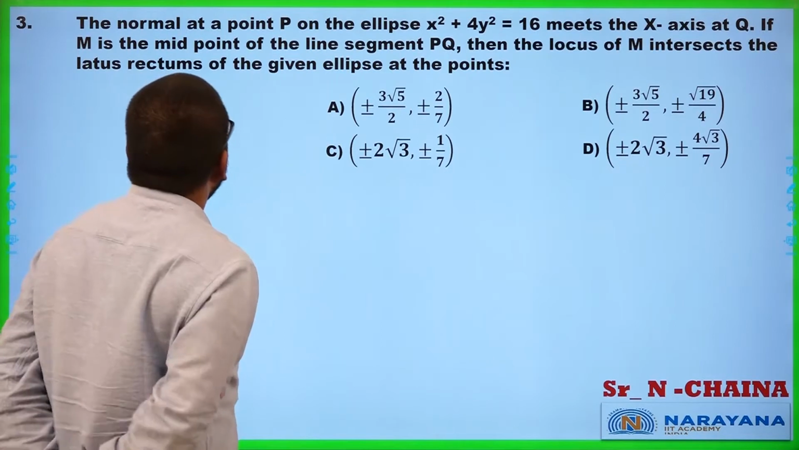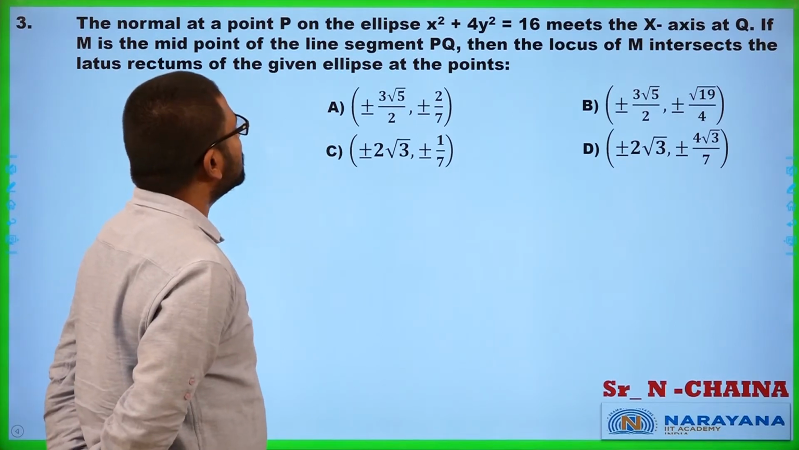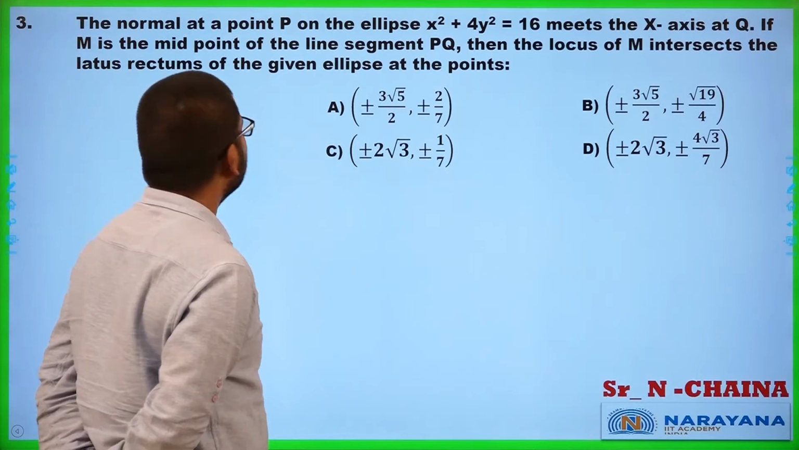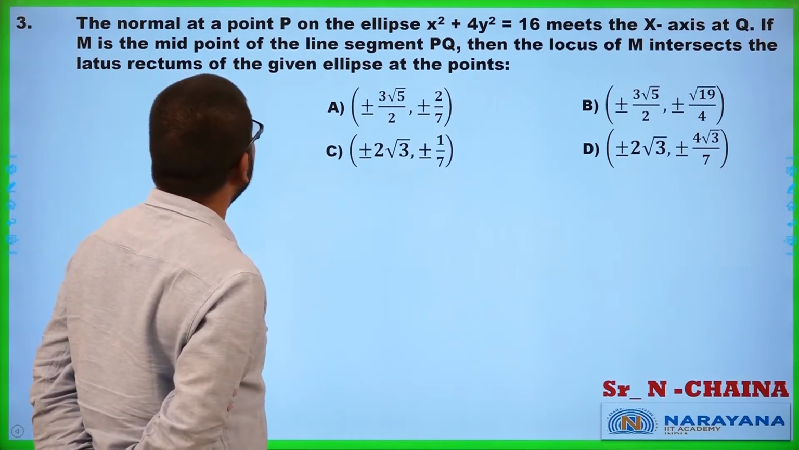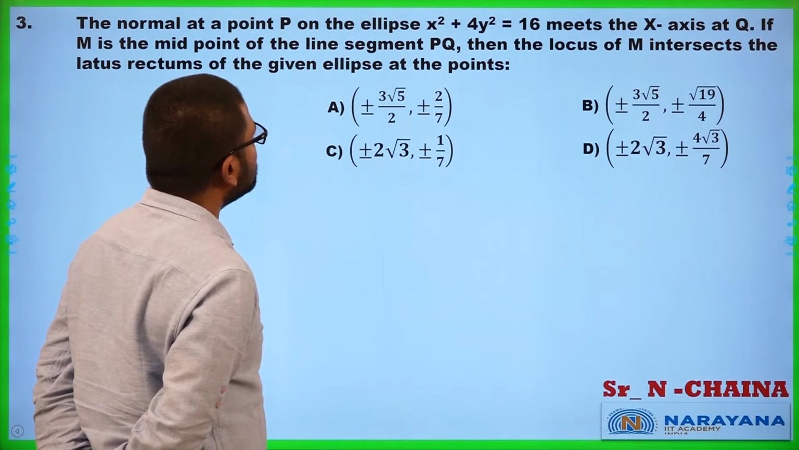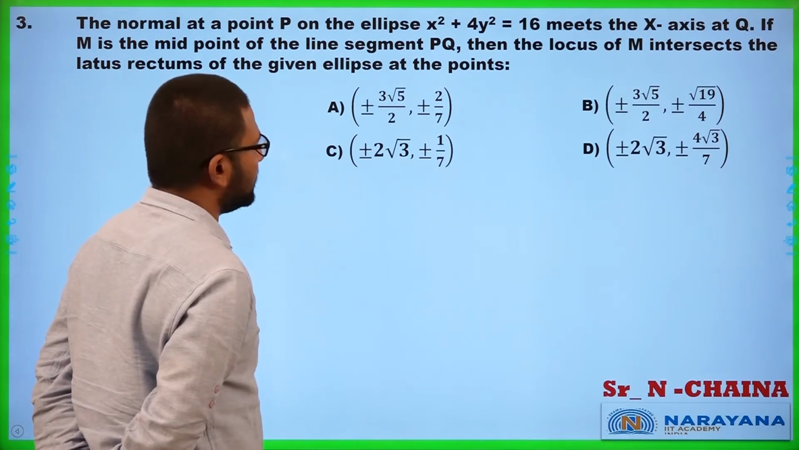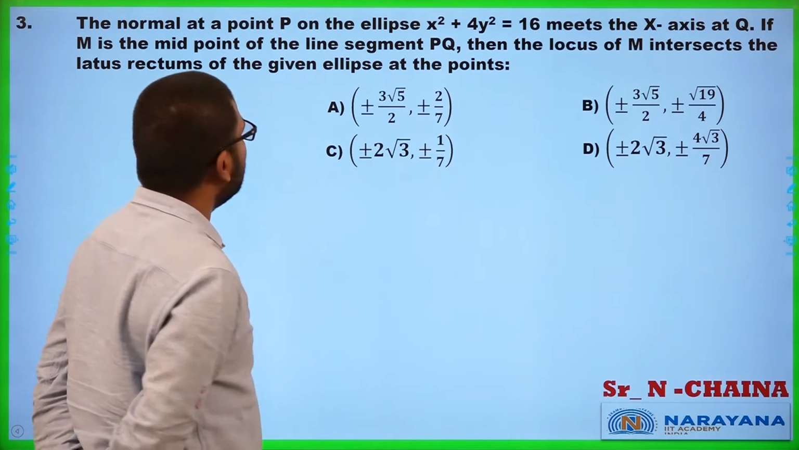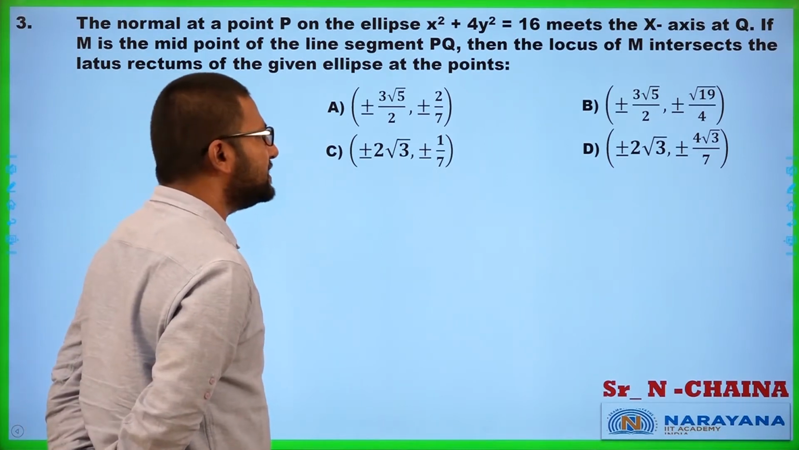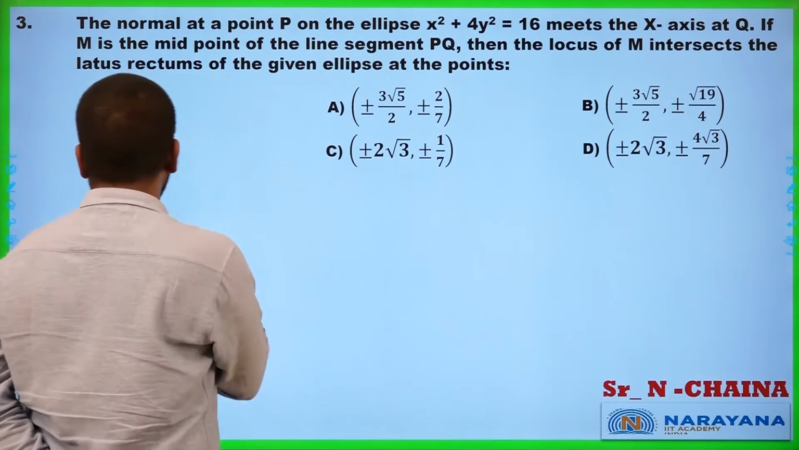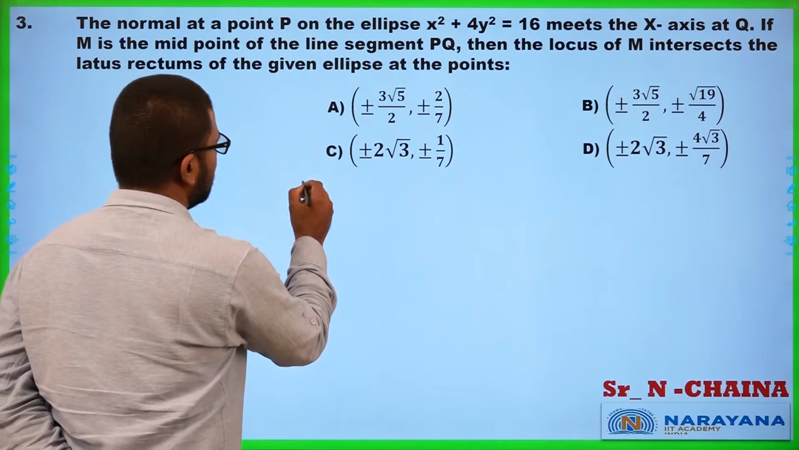Alright, the normal at a point P on the ellipse x square plus 4y square equal to 16 meets the x-axis at Q. If M is the midpoint of the line segment PQ, then the locus of M intersects the latus rectum of the given ellipse at which points? Okay, so we have a normal at a point P, the ellipse equation is given, the normal meets the x-axis at Q. Alright, let us see what that looks like.